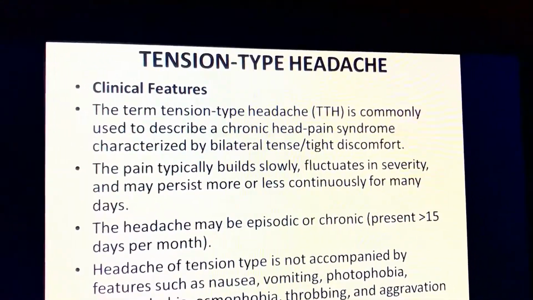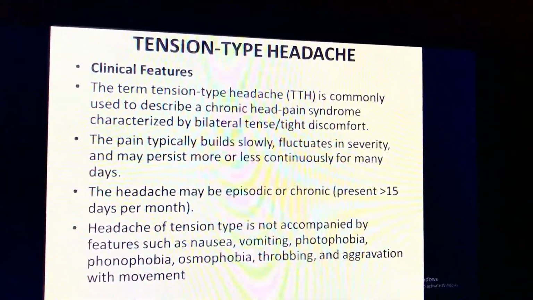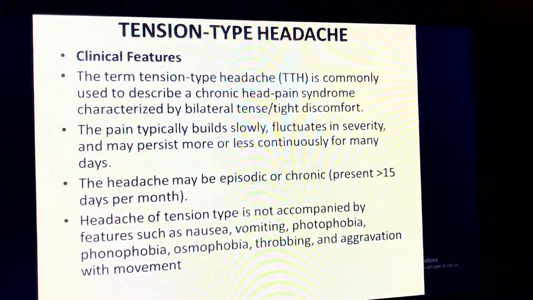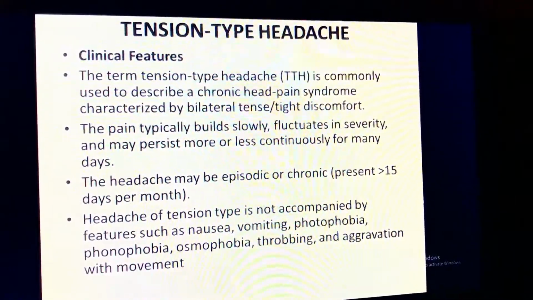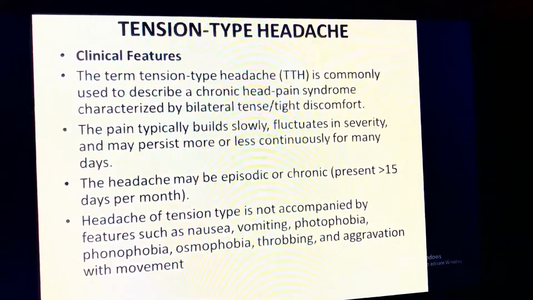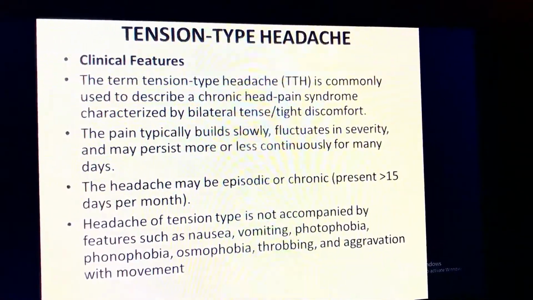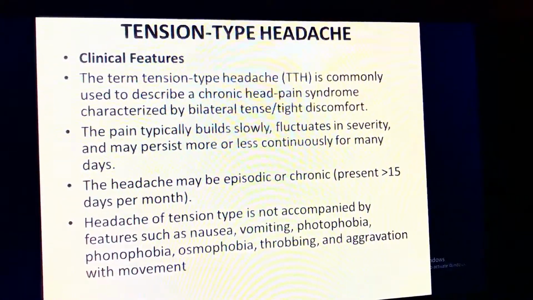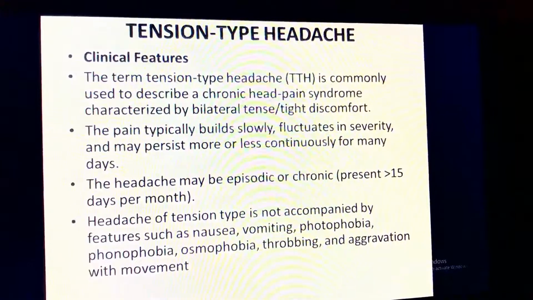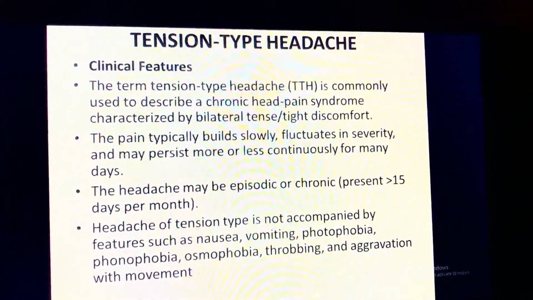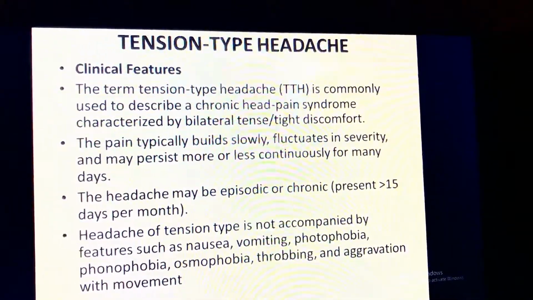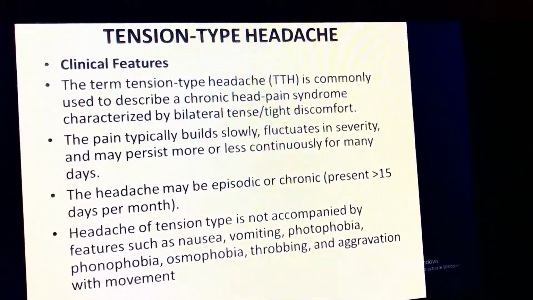Now, let's see the type we call tension type headache. The term tension type headache is commonly used to describe a chronic head pain syndrome characterized by bilateral tense, tight discomfort. The pain typically builds slowly, fluctuates in severity, and may persist more or less continuously for many days. The headache may be episodic or chronic, present over 15 days per month. This will be chronic tension type headache. It is not accompanied by features such as nausea, vomiting, photophobia, phonophobia, osmophobia, throbbing, and aggravation with movement. This will be a chronic pain; you feel pain continuously for many days.